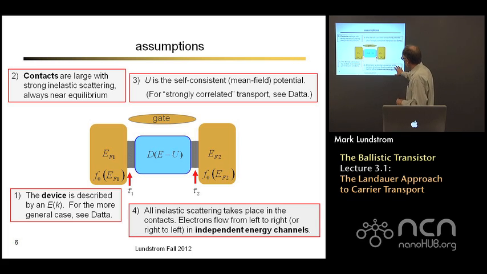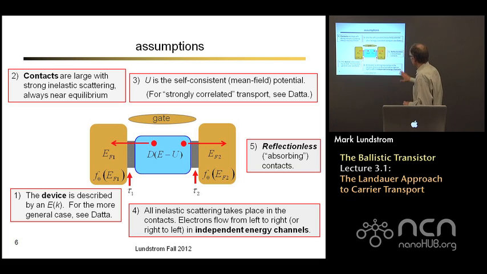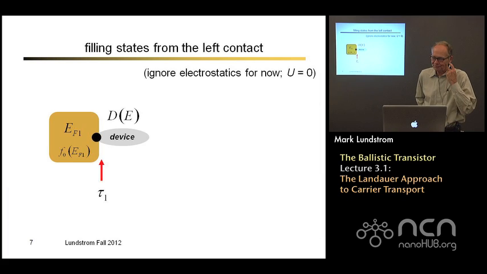We're going to assume that all inelastic scattering, that is scattering that changes the energy of an electron, takes place in these two contacts, not in the device itself. That means that electrons flow in independent energy channels across the device and only change their energy when they enter the contact. And the final assumption is that the contacts are perfectly absorbing or reflectionless. An electron that goes into the contact doesn't reflect and return to the device. It's thermalized and comes to thermal equilibrium in that contact.